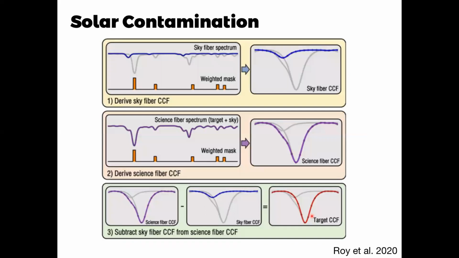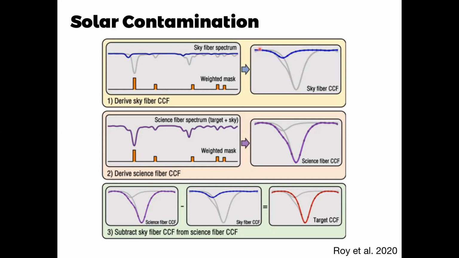So to mitigate the problem of solar contamination, Roy et al., in a paper published earlier this year, proposed several methods. And this is one of them, using a sky fiber. So what is your problem? Your problem is in your observed spectrum, which is in gray here, you're contaminated with a solar spectrum, which is in blue, which means your CCF, which should be this more skinny gray, now becomes this fat gray because now it has a new component that's in blue, right?